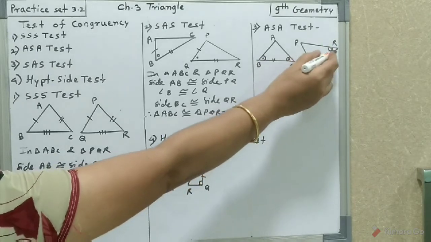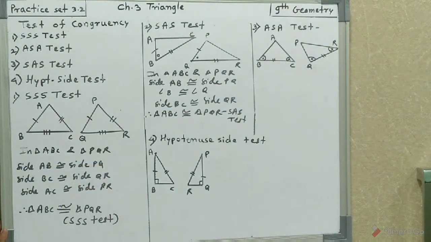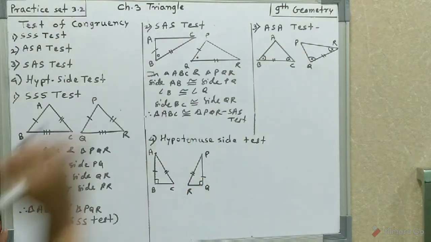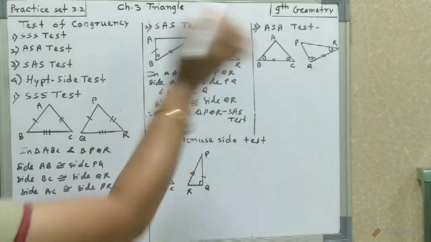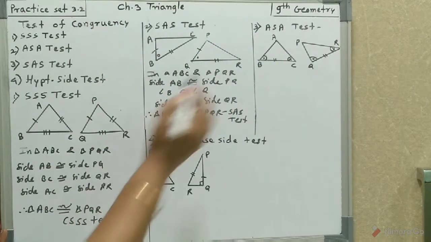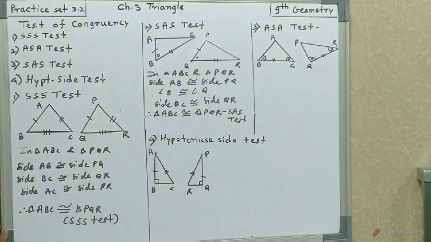Here also these two angles and this is the included side. And if this property holds, then these two triangles are congruent. And this property is called the angle side angle test, which in short we write as the ASA test. So this is the next one, that is the ASA test.